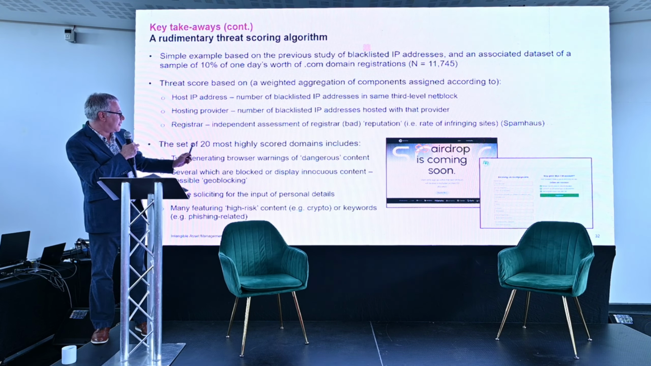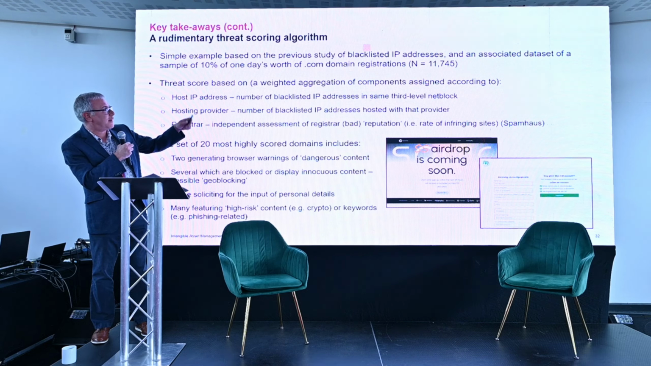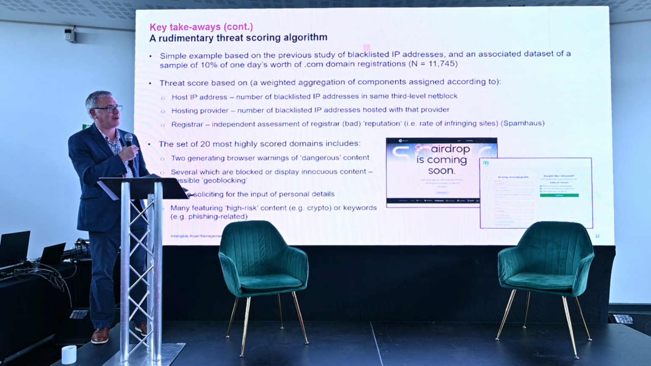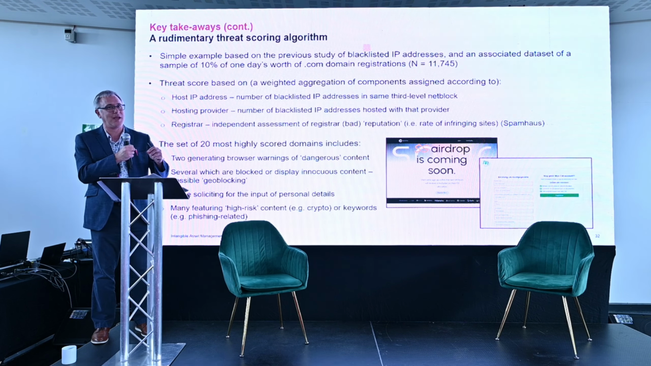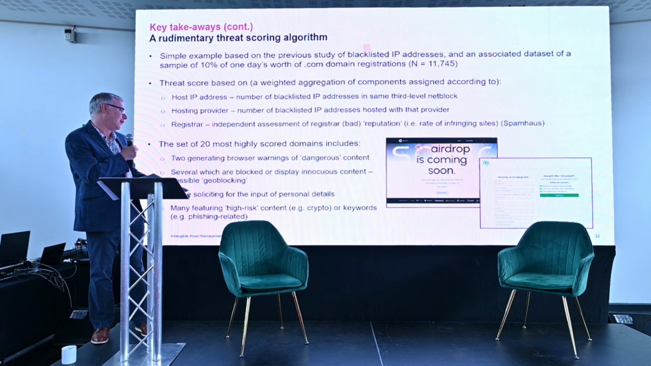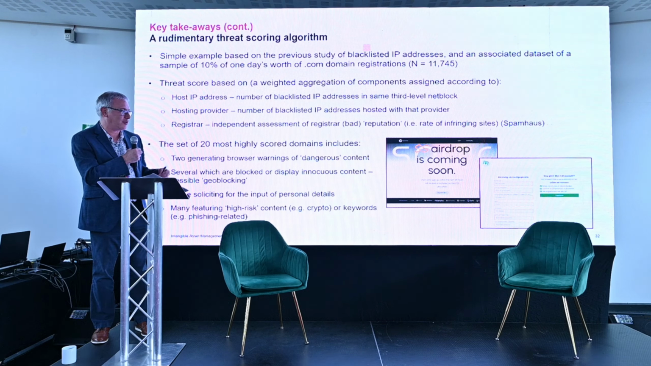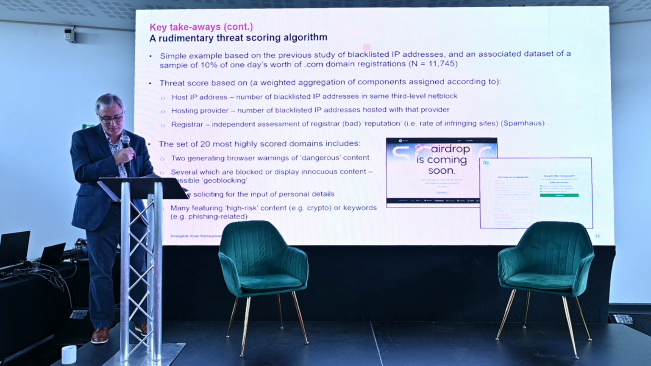So we did that. We looked at the top 20, and unsurprisingly, the top 20 domains ranked by this very rudimentary threat score do contain a number of examples that we would genuinely want to take a close eye at and potentially launch enforcement action against. Two of those 20 generated browser warnings of dangerous content. Several showed some indications that the site we were seeing was a geo-blocked cover for different infringing content underneath. Some were explicitly phishing, soliciting for the input of details, or relating to other types of online content which is often associated with scams. So things like cryptocurrency.